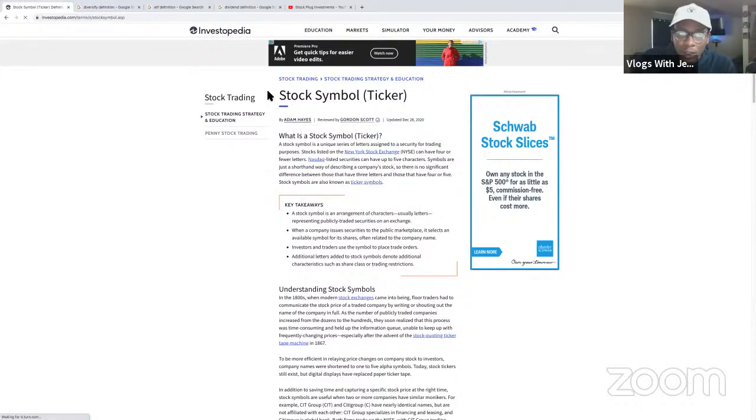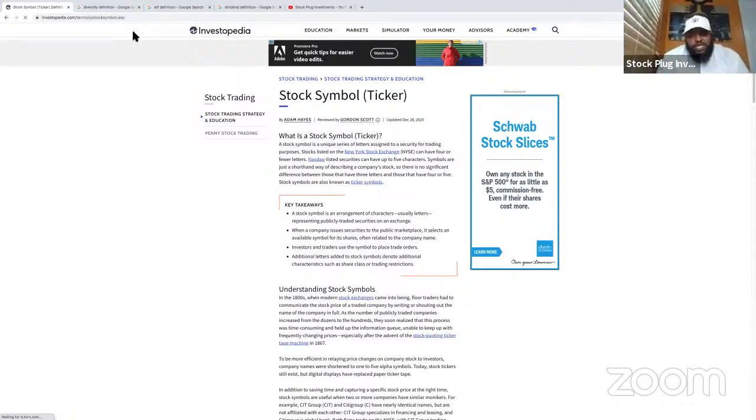For example, the ticker for Apple is AP something. Let me confirm that real quick. I forgot the ticker for Apple. For another example, AT&T, the ticker for that is T, just T. Apple is AAPL. Yeah, AAPL is Apple's ticker on the stock market.